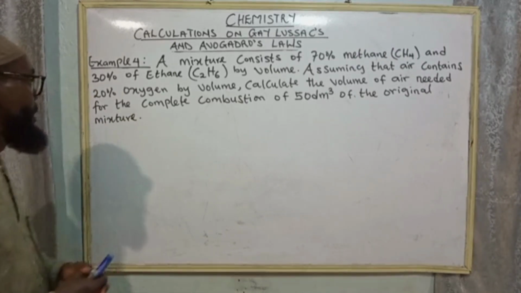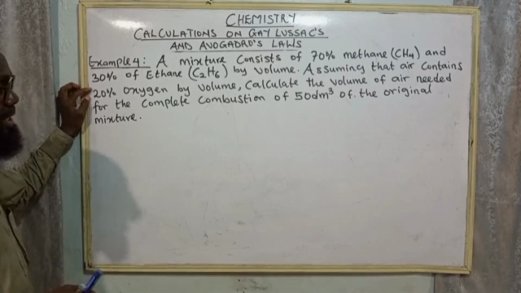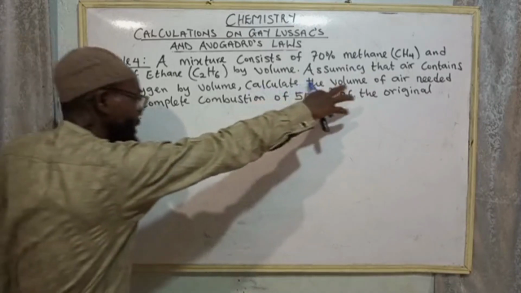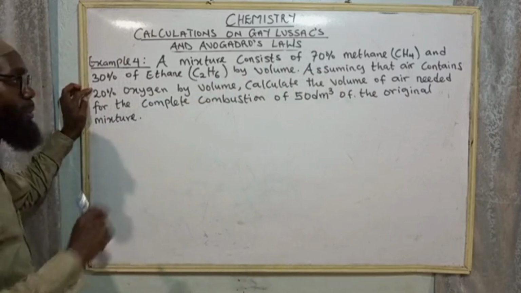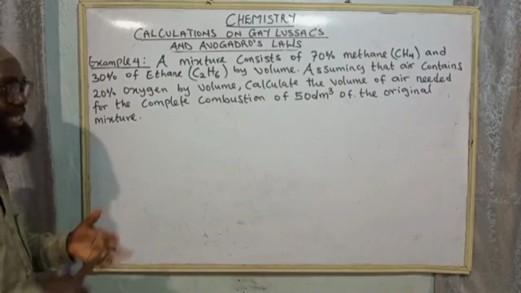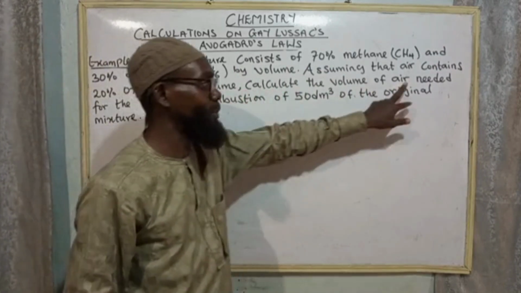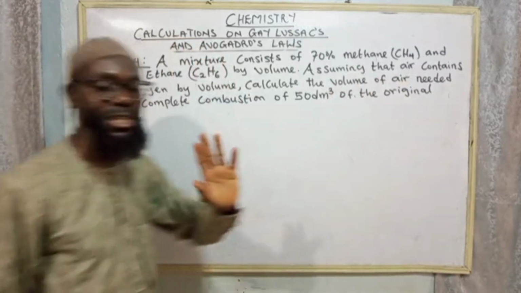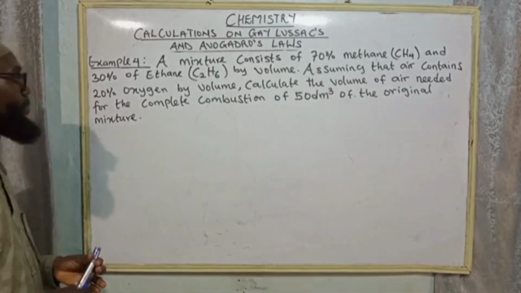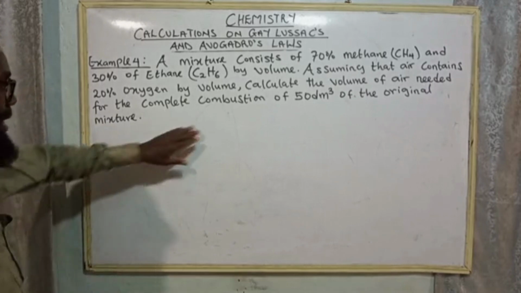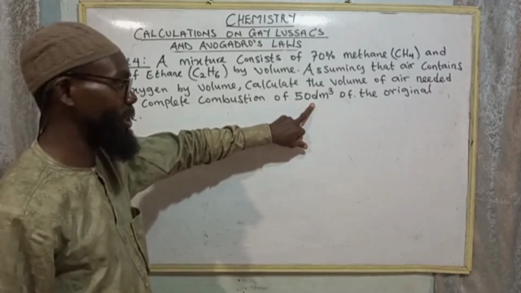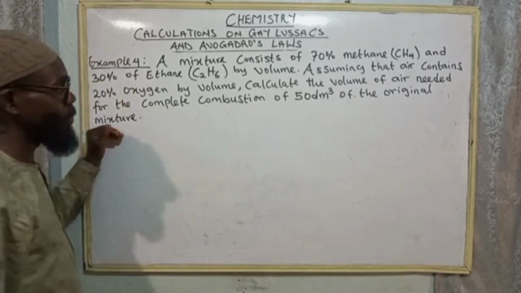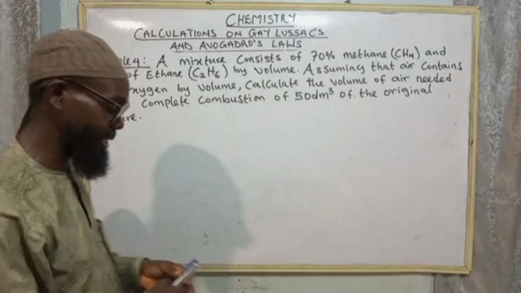Now, we want to look at the volume of oxygen needed for complete combustion of methane and ethane. So when they mention calculate the volume of air needed, it means the oxygen needed for that complete combustion. And don't forget that we are given the 50 dm cube of the original mixture. So what is the volume of methane? We have to calculate it out.